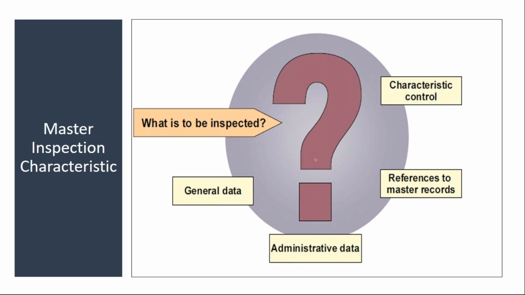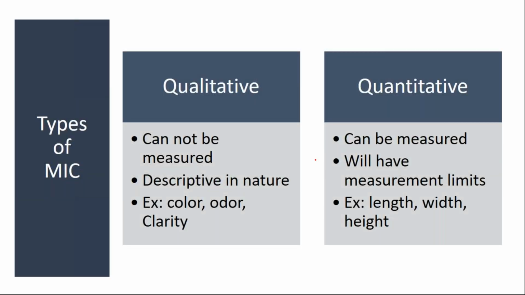Okay. So now, before we go to the system and create the characteristics, there are two types of MICs. One is qualitative, another one is quantitative. Qualitative means they cannot be measured. You can only describe them, they are descriptive in nature. Examples are color, odor, clarity. So these are called qualitative characteristics.